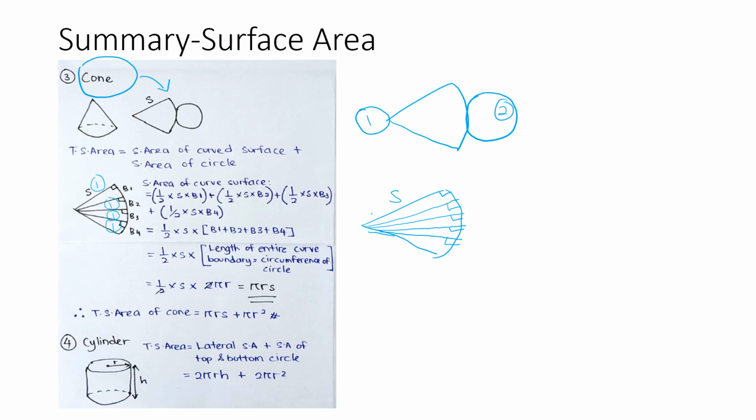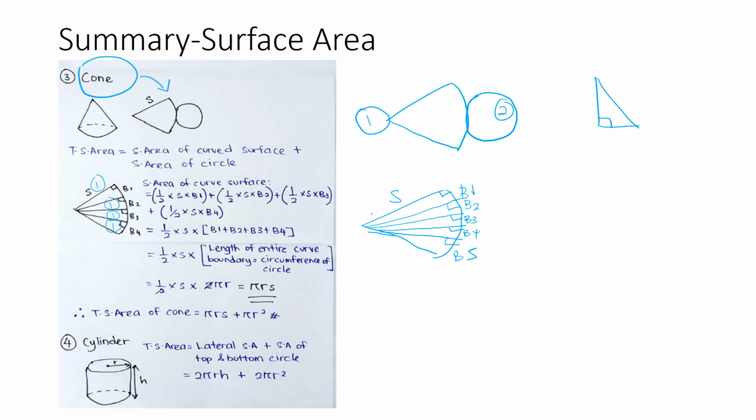S is the length of this slanted surface, and the bottoms of these right angle triangles are B1, B2, B3, B4, B5. In order to find the surface area of this curved surface, you need to find the area of each of these right angle triangles and then add everything up.